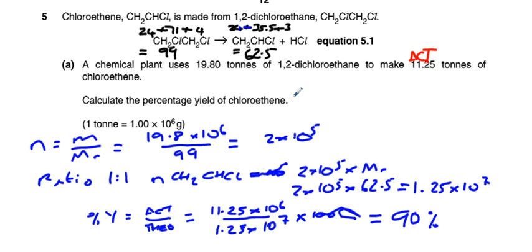So I've worked out the number of moles that I've started with from my 19.8. Then I used the ratio to work out the number of moles theoretically that I would get of chloroethene. Using the MR of chloroethene, I've worked out the theoretical mass. In the question it gave me an actual mass. So I did actual divided by theoretical, and I got 90%.